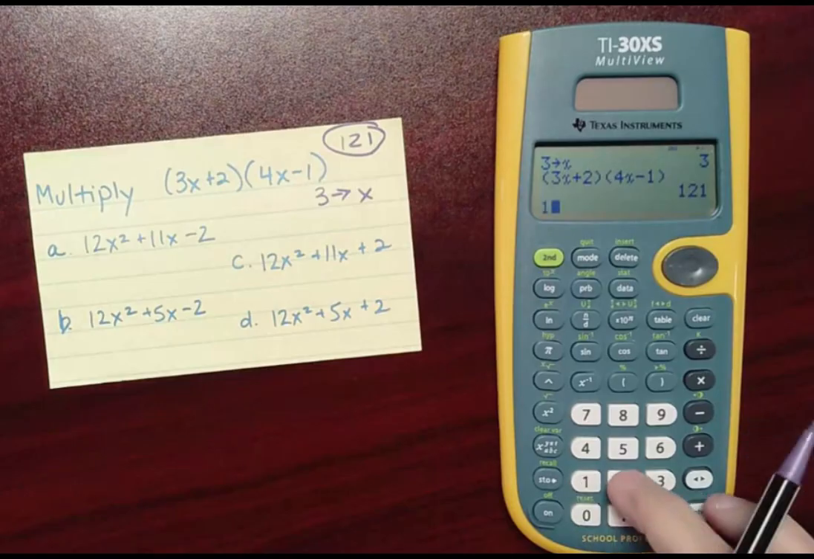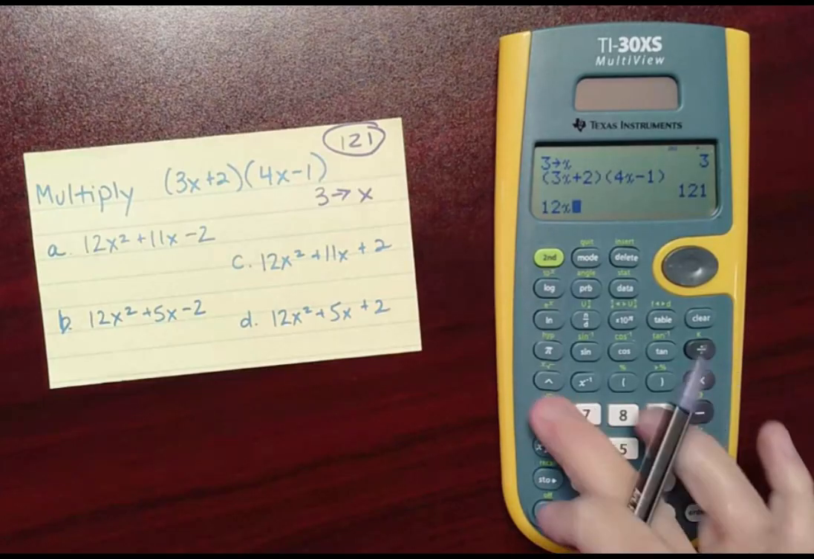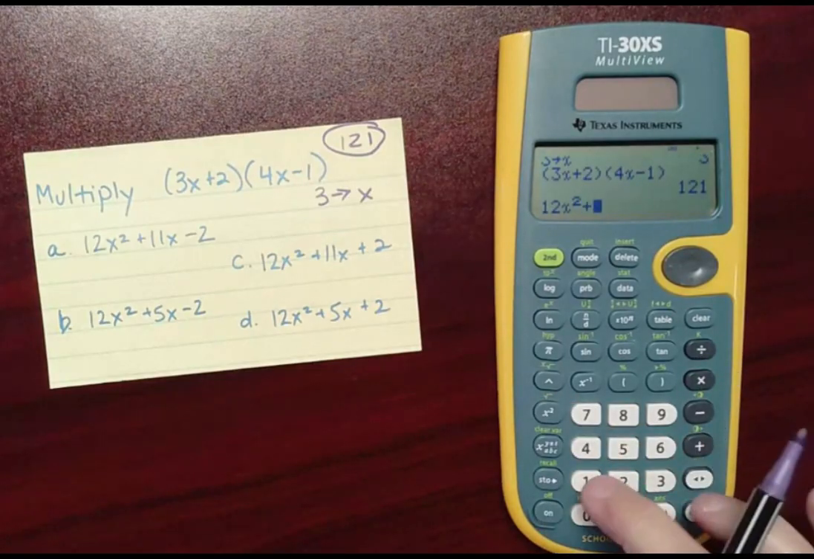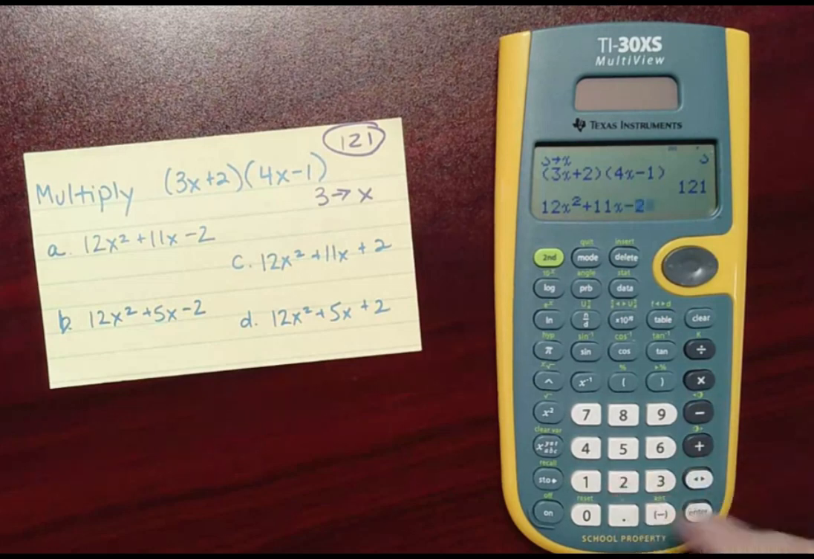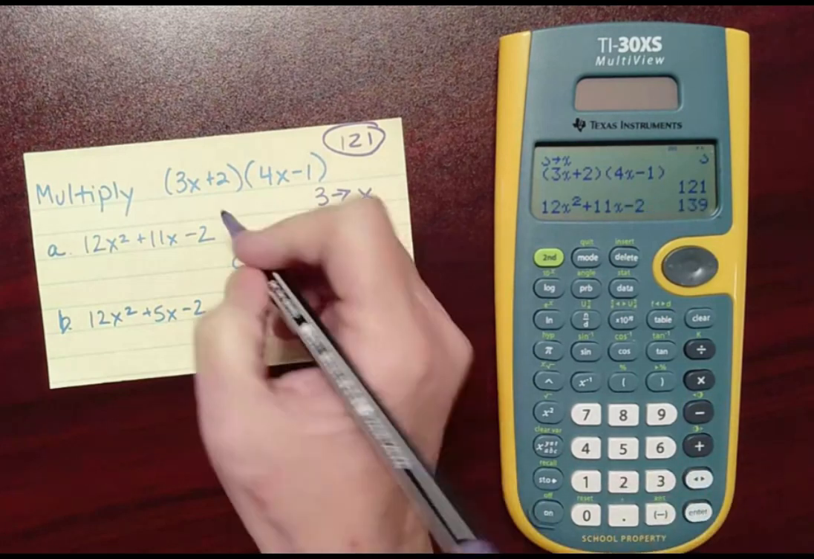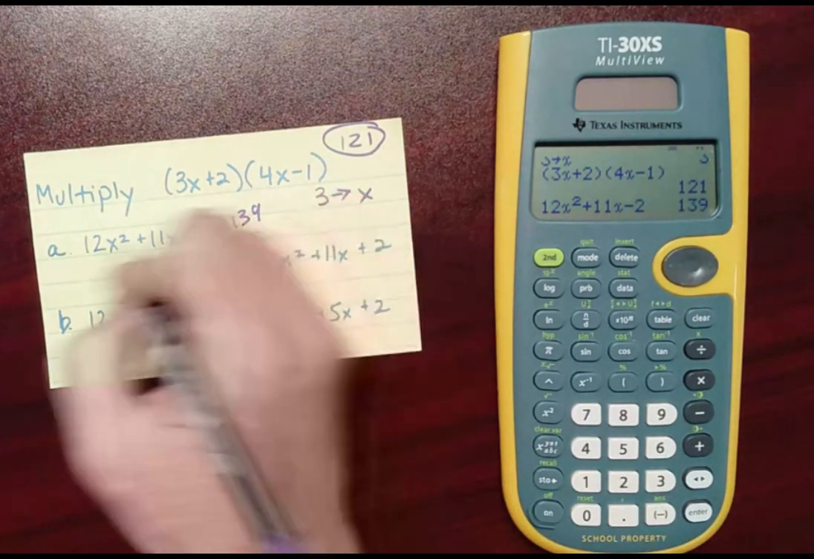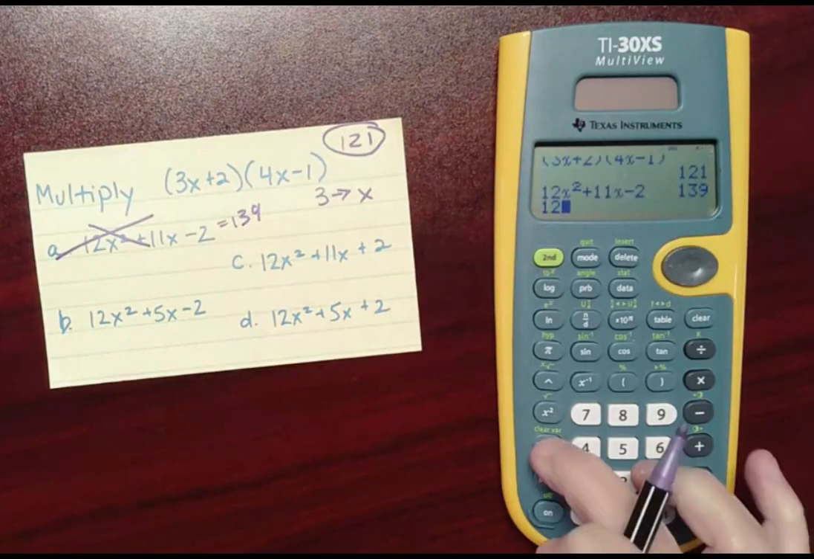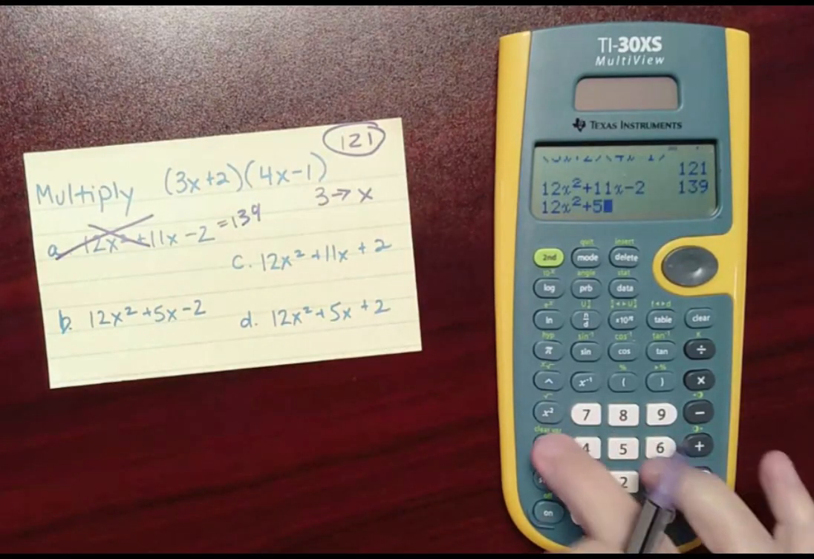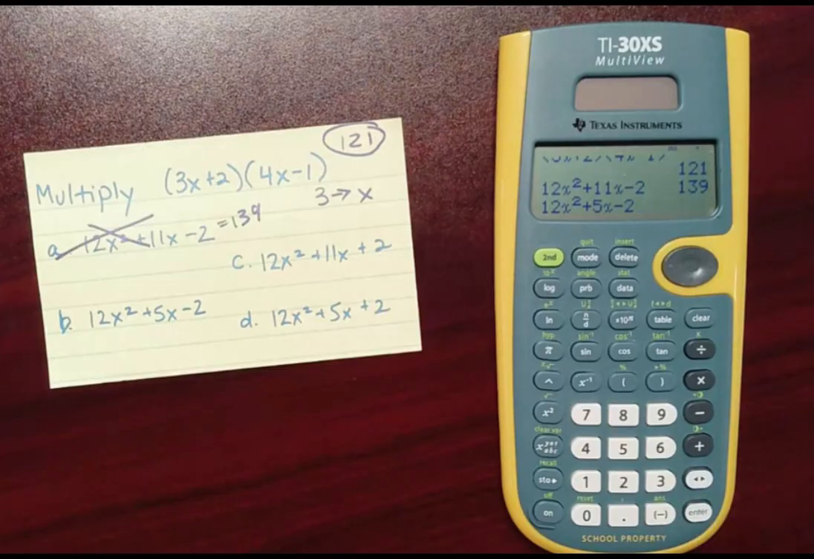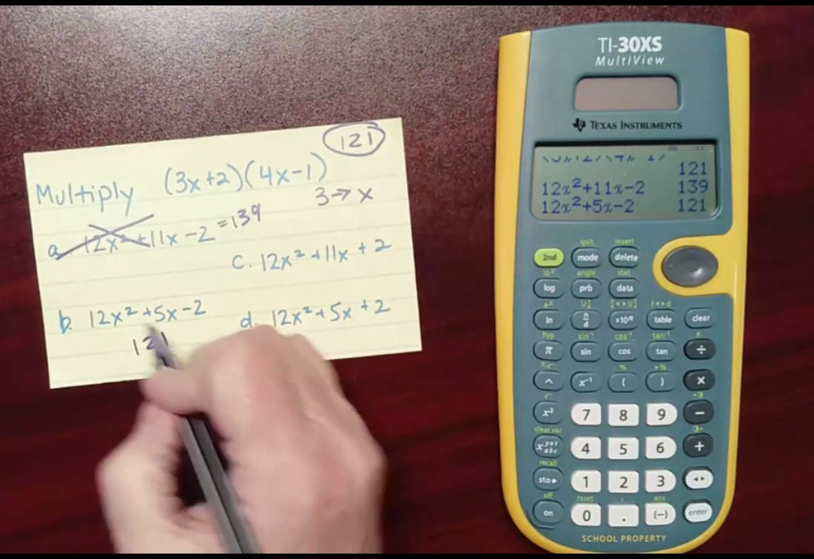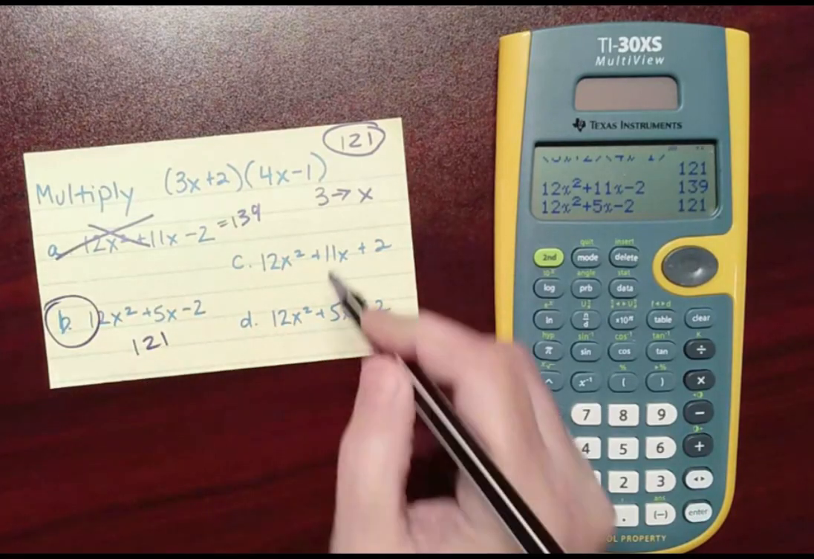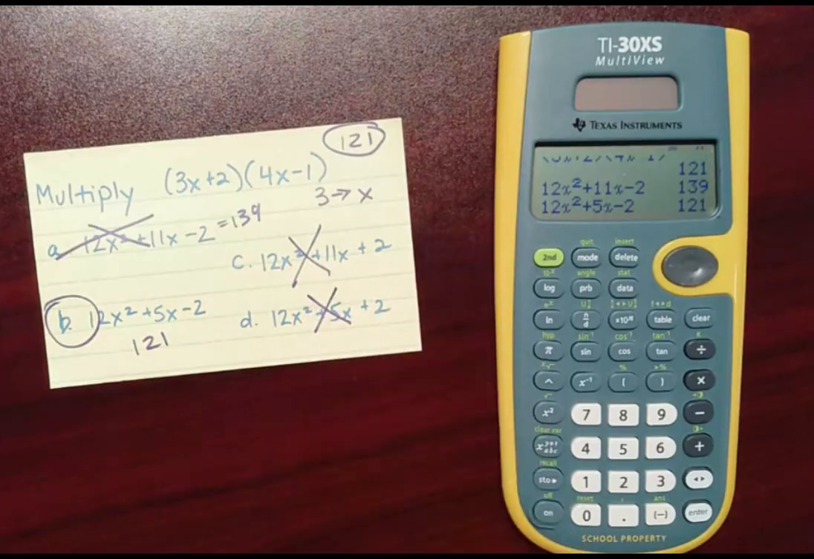So 12x, put the square on there, plus 11x minus 2, hit enter, I got 139. Not right. Go for B, 12x squared plus 5x minus 2, hit enter, 121. There's the right answer. I don't even have to type in C and D. Sometimes you'll find it in A or B and you won't have to type in all 4.